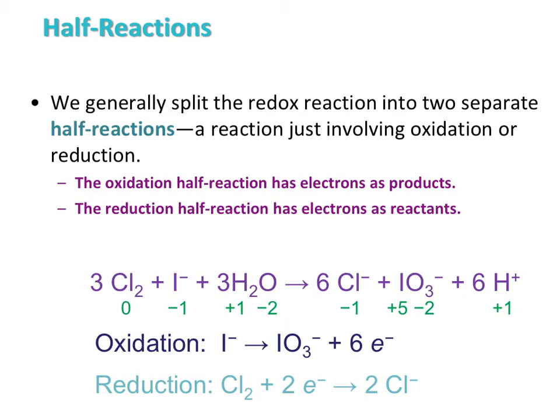So in this video, we will be covering how to write and balance redox half reactions. So we generally split up our redox reaction into two separate half reactions. One of them is going to be your oxidation half reaction, and the other one is your reduction half reaction. So your oxidation will have your electrons as products. It produces electrons because whatever is being oxidized is losing those electrons, so you'll see them as your product.